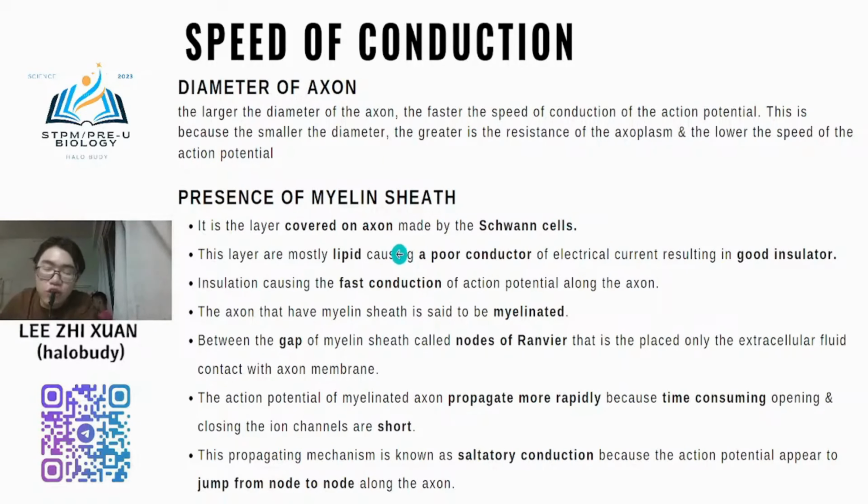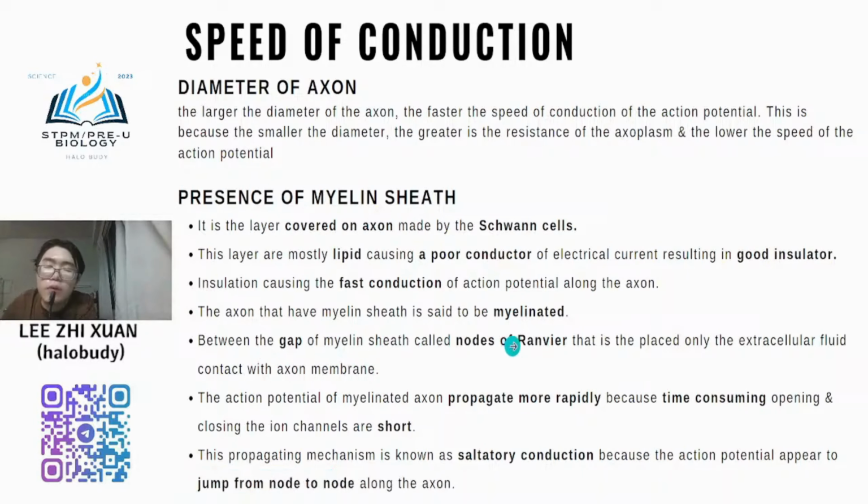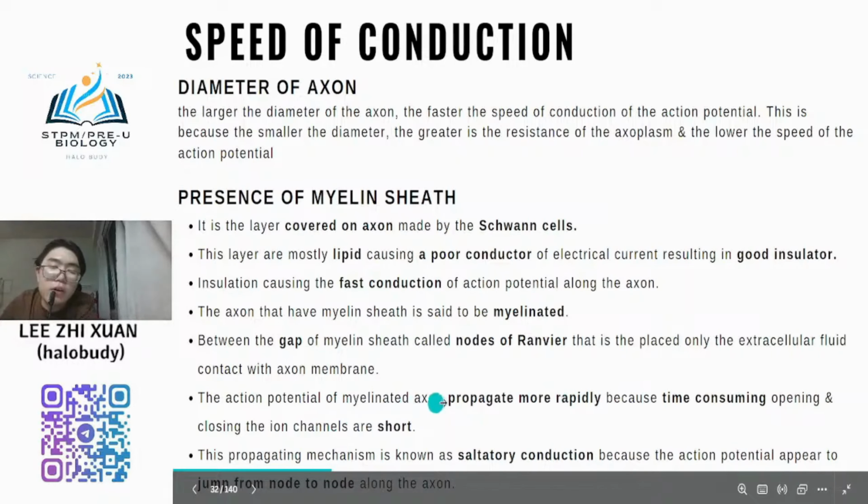That also applies to the myelin sheath, which I already explained before. The myelin sheath is made up of Schwann cells and is a good insulator, so no electrical current passes through it. The electrical impulse moves through the nodes of Ranvier only. The action potential of a myelinated axon propagates more rapidly because the time for opening and closing is very short. This mechanism is called saltatory conduction, because the action potential appears to jump from node to node along the axon.